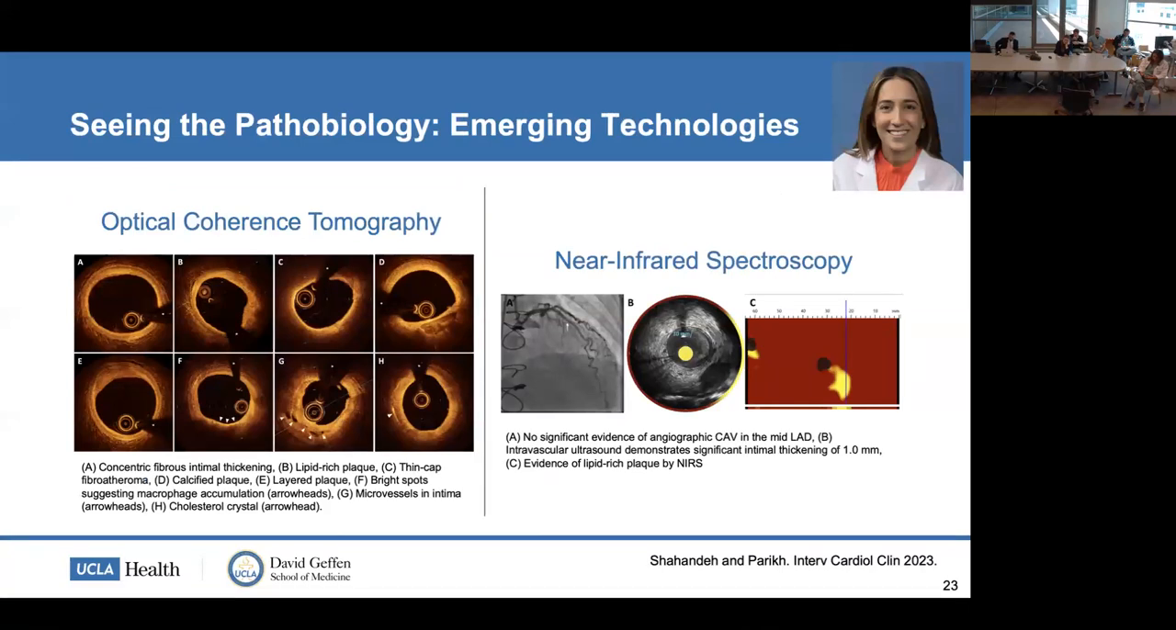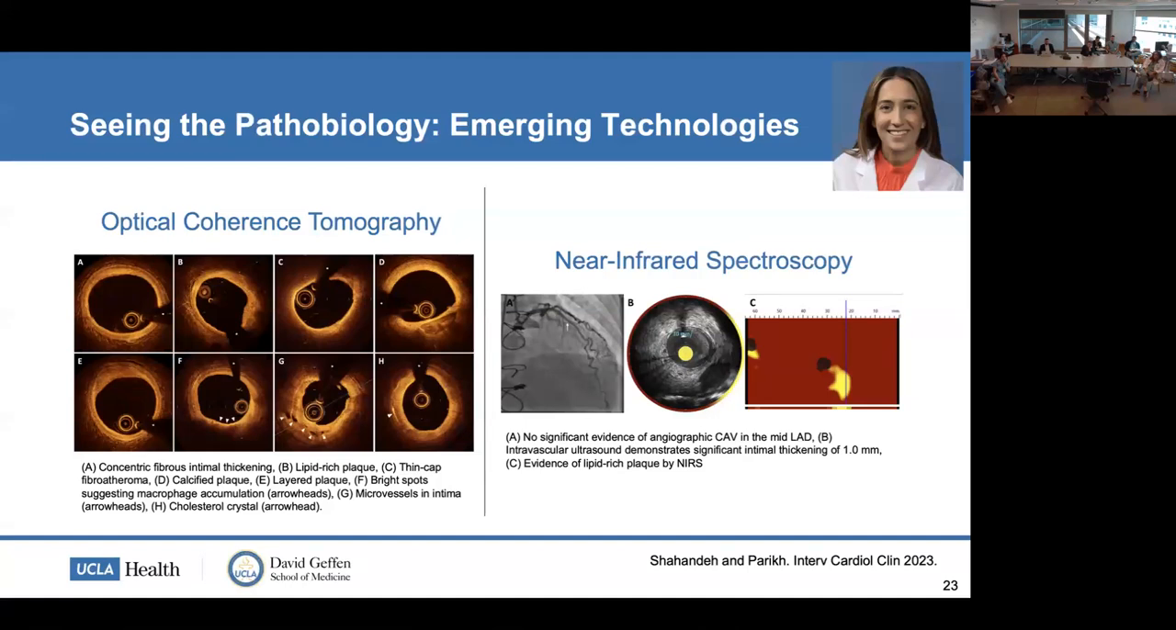So what about emerging technologies? We can talk a little bit about OCT and near-infrared spectroscopy. Again, this is another paper that Nagin led. Both of these technologies complement IVUS. OCT offers near histologic visualization of the coronary, and near-infrared spectroscopy allows you to look for lipid core burden. Given their lack of outcome data compared with IVUS, they're not yet guideline recommended, and they're mainly used for research purposes.